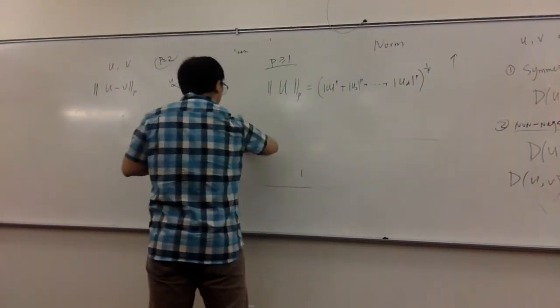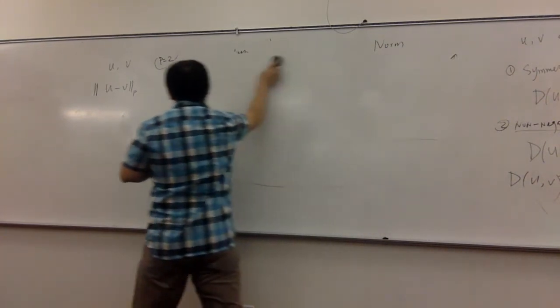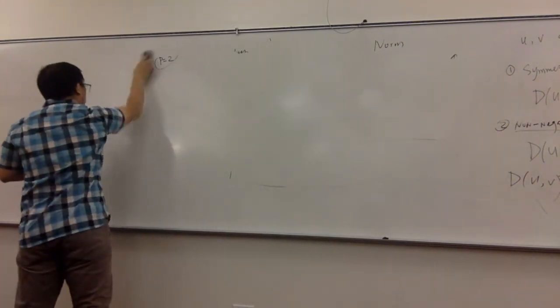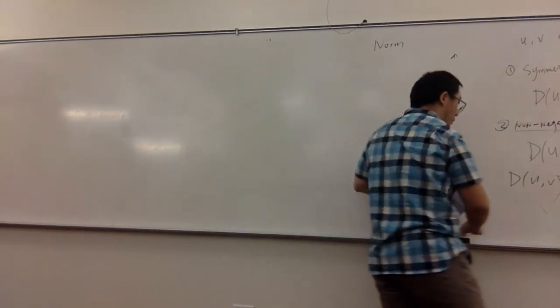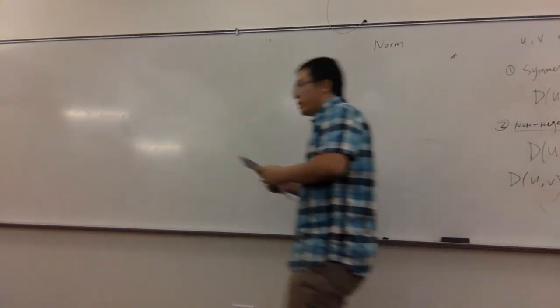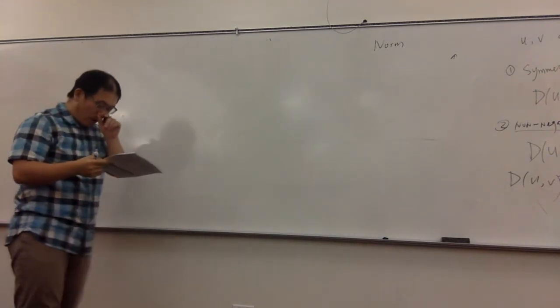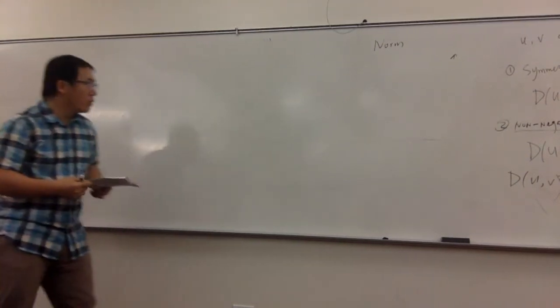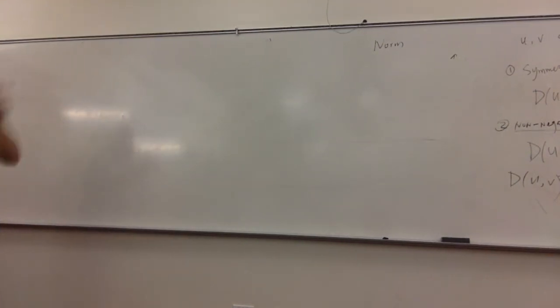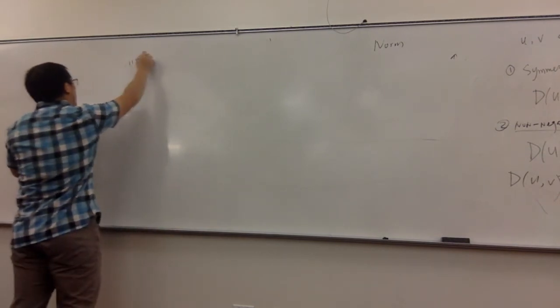So now let us look at the norm for matrices. There are quite a few definitions of matrix norms, but what you need to know are two commonly used norms. One is called the Frobenius norm.